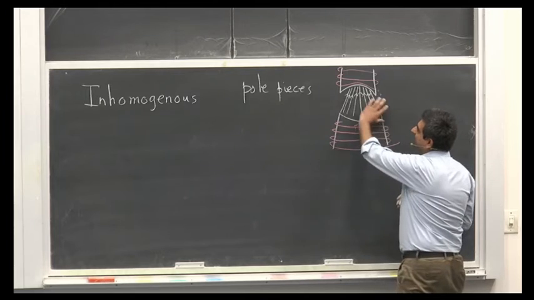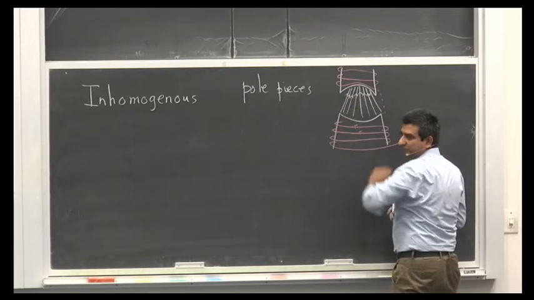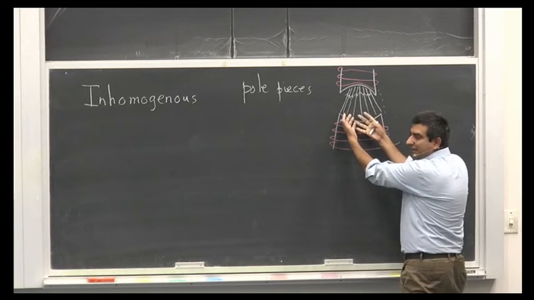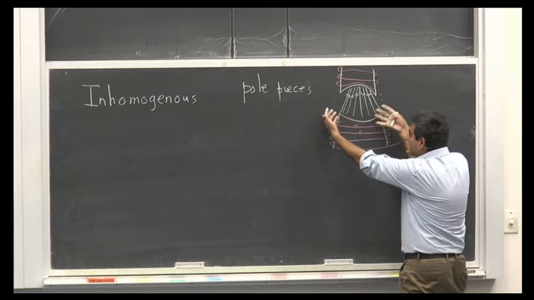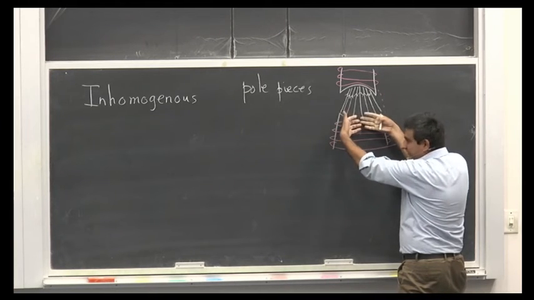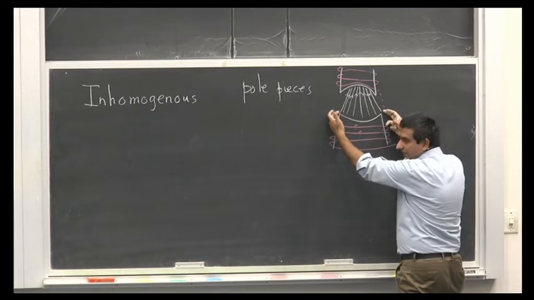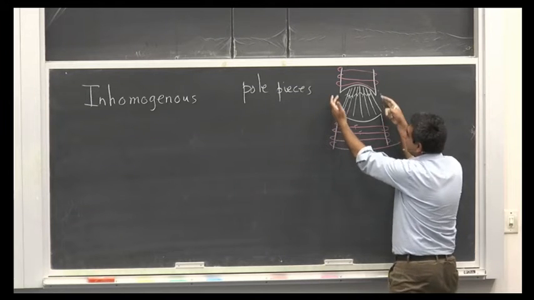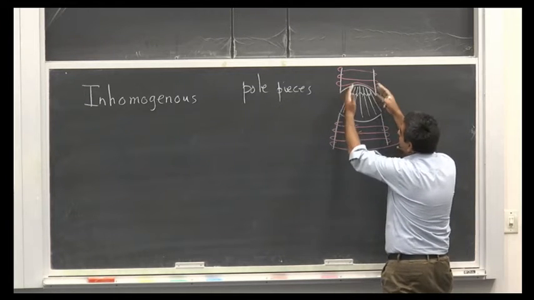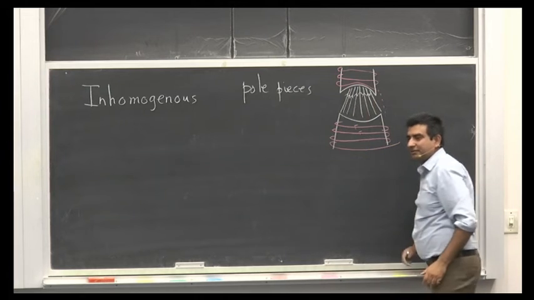Right? So this is vacuum here. In between the pole pieces, the magnetic field lines are fanned out. They're further apart in this concave part of the pole pieces, and in this convex part, they're bunched together.